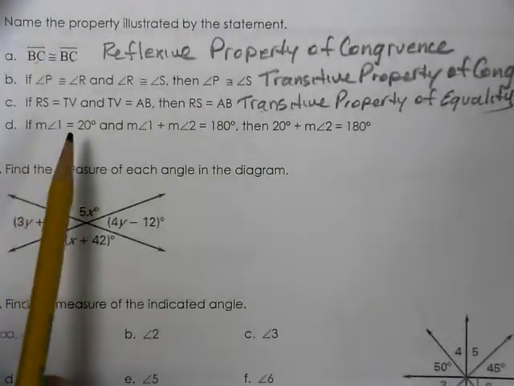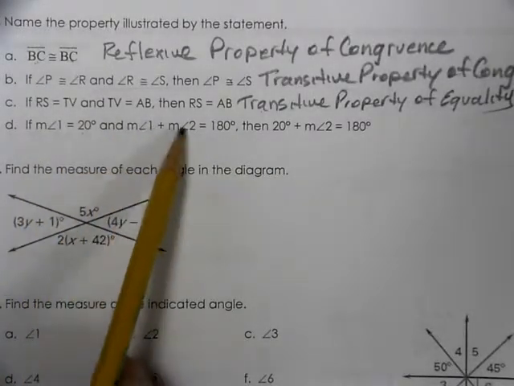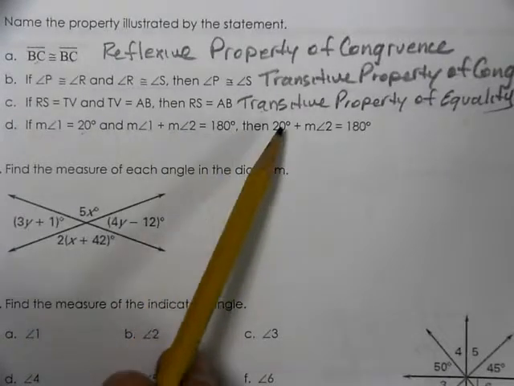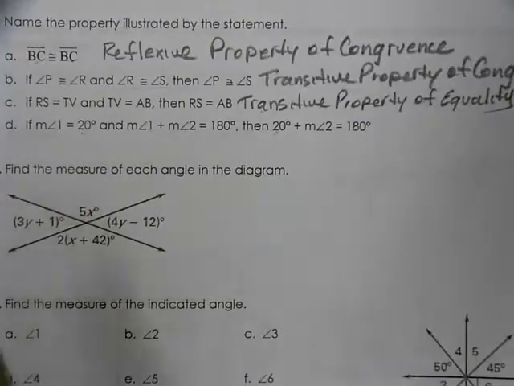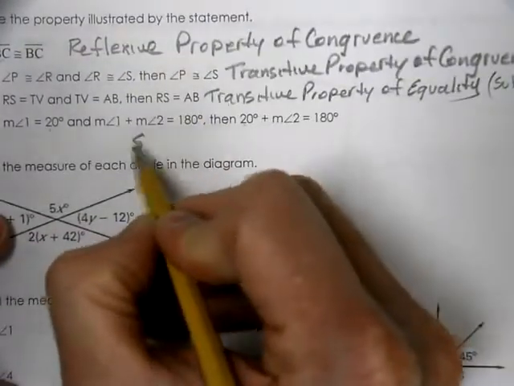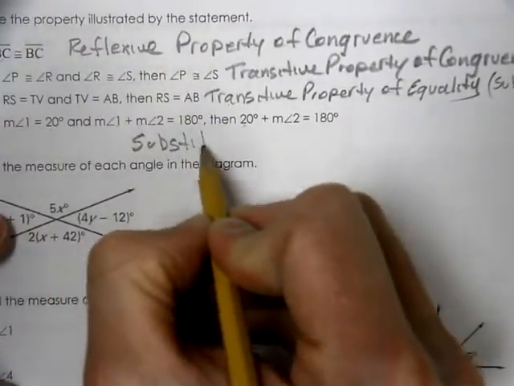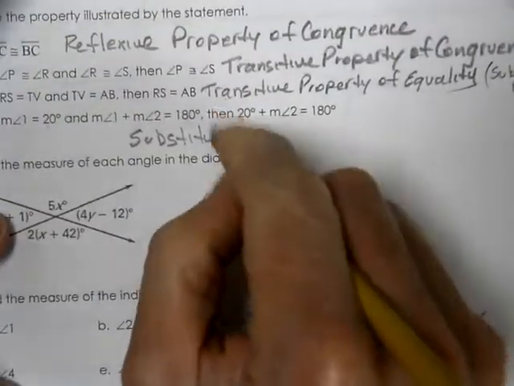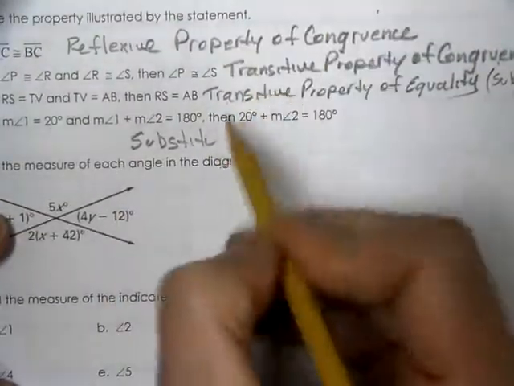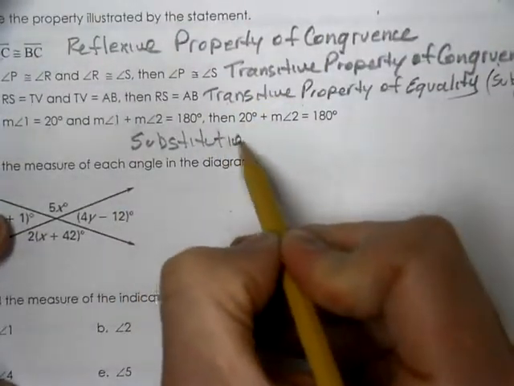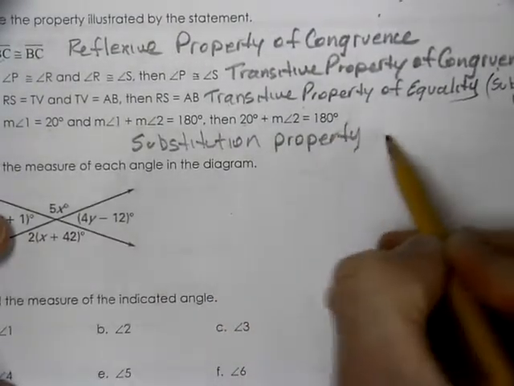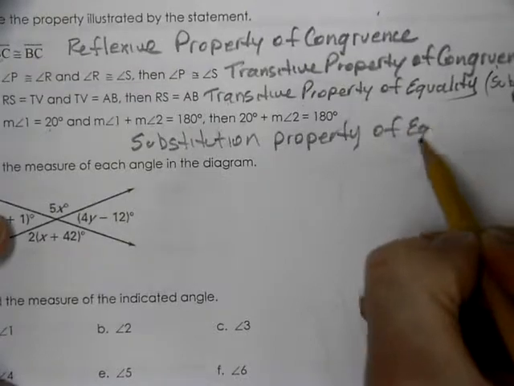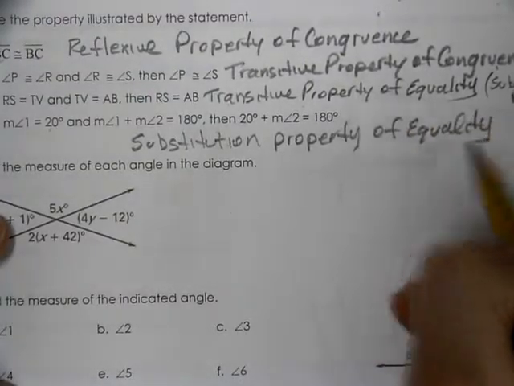All right, here if we know angle 1 is 20 and the two of them add up to 180, then we're bringing in the 20 in place of the 1, so that is substitution. Substitution property of equality.